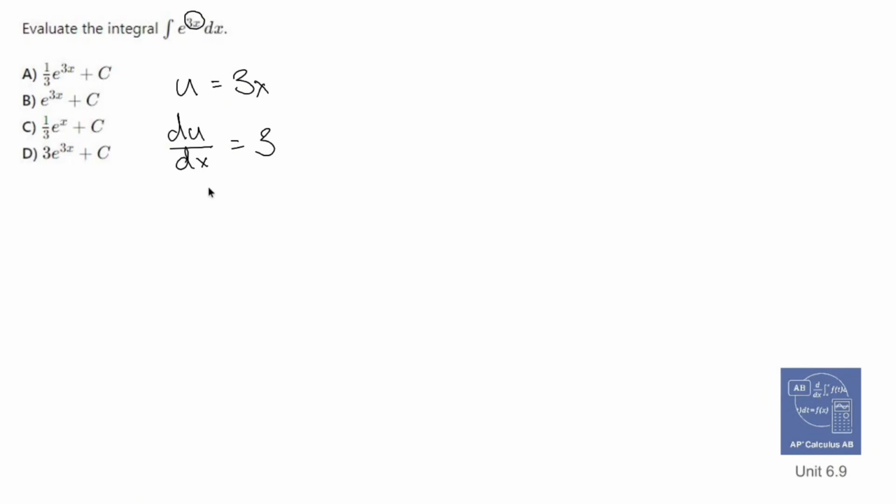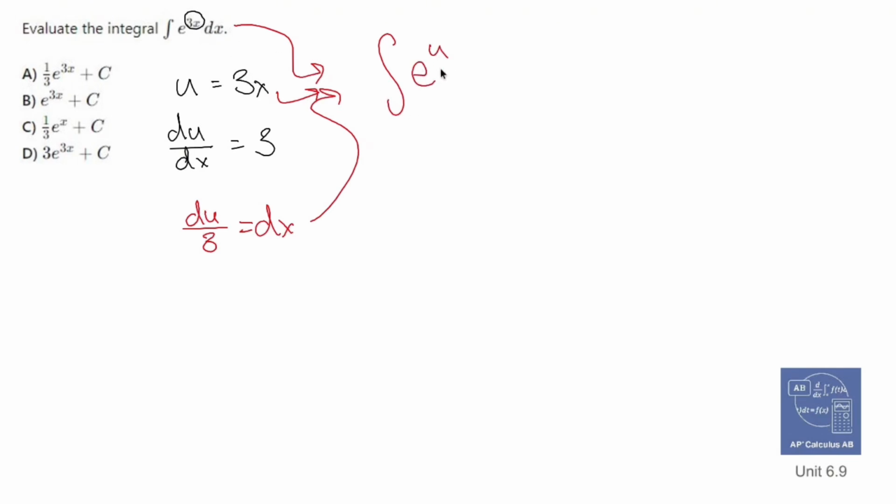I like to simultaneously flip-flop the dx and the 3, so du over 3 equals dx. And now what I could do is I could take that guy, and the fact that I have that guy, and plug a bunch of stuff in. All right, I called 3x u, so the integral of e to the u, and I called dx du over 3. And now all is fair.